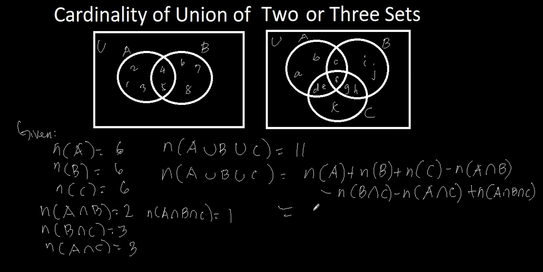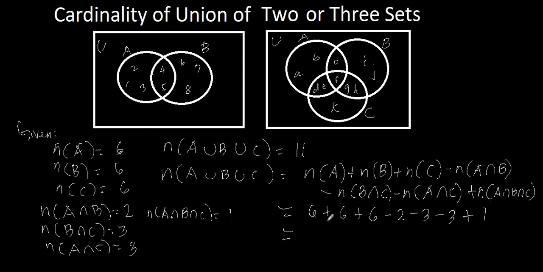Now let's substitute these cardinalities in the formula. Let's apply the formula if we can get 11. So we have cardinality of set A, so we know that it is 6, plus cardinality of set B is 6 also, plus cardinality of set C, which is 6 also, minus cardinality of A intersection B is 2, minus B intersection C is 3, minus the cardinality of A intersection C is equal to 3, plus cardinality of A intersection B intersection C, which is 1.